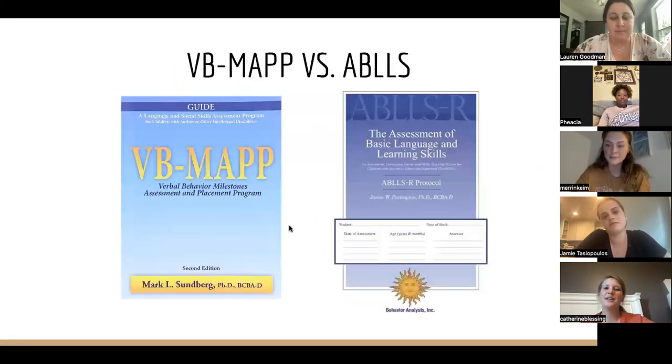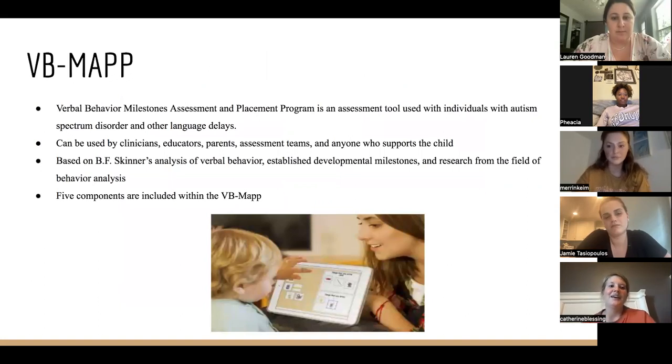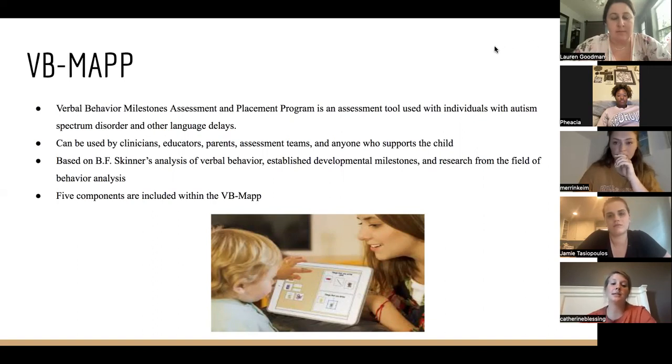The two assessments that we compared for this project were the VB-MAP and the ABLES assessment. The VB-MAP is also known as the Verbal Behavior Milestones Assessment and Placement Program, and it is an assessment tool used with individuals with autism spectrum disorder and other language delays. This assessment can be used by clinicians, educators, parents, assessment teams, and anyone who supports the child. This assessment is also based on B.F. Skinner's analysis of verbal behavior, established developmental milestones, and research from the field of behavior analysis.